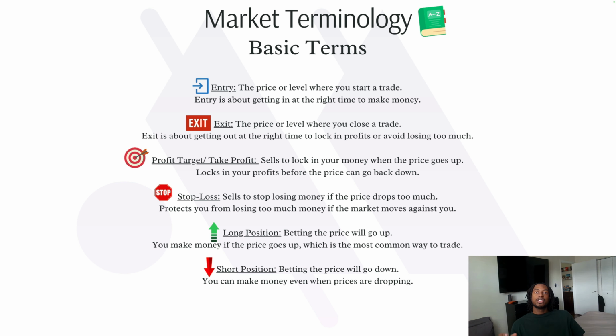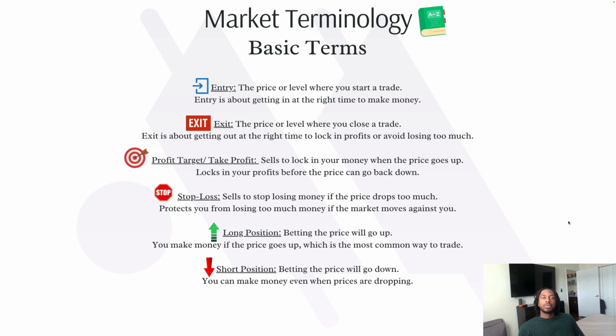Then we have the long position. Long position means that you're betting that price is going to go up. This is the most common way to trade, but not the only way. Then we have short position. Short position is betting that the price will go down. So this is how a short position works. This is how you make money with the price going down.